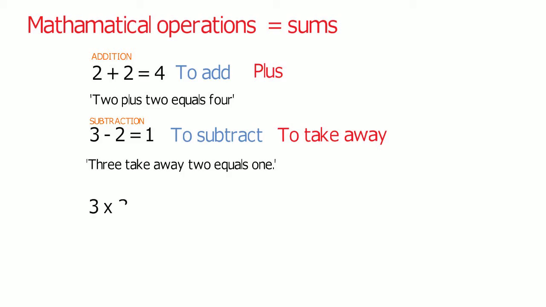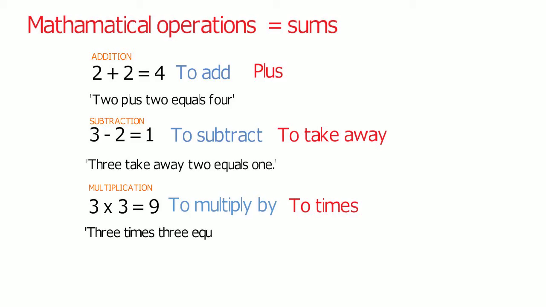What type of sum is this? Correct, a multiplication. For this we use the verb to multiply by, or more commonly, the verb to times. For example, this sum is 3 times 3 equals or makes 9.